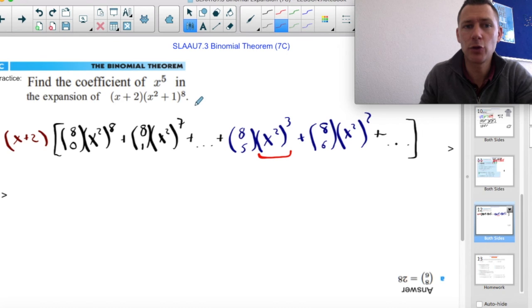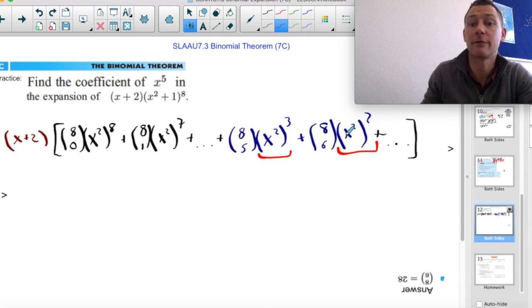When you multiply the 2 in, it'll keep an x to the fifth the same power, but when you multiply the x in, it'll increase this power by 1. This is x to the sixth, so that's not what we want to work with. But this x to the fourth, when the 2 multiplies in, it'll stay x to the fourth, but when the x multiplies in, this piece will turn into x to the fifth.